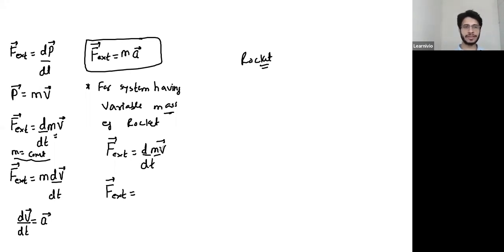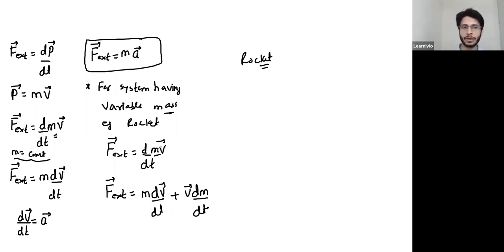Product rule says keep one quantity as constant, differentiate another. So I assume M to be constant and differentiate velocity. Then this rule says, now you have taken M as constant, now take V as constant and differentiate it. This is the product rule basically. If your mass is variable, then you can neither take your M outside nor your V outside, so you have to differentiate both simultaneously.